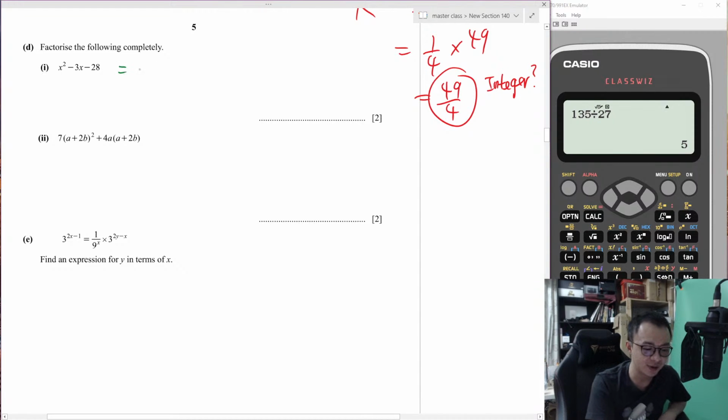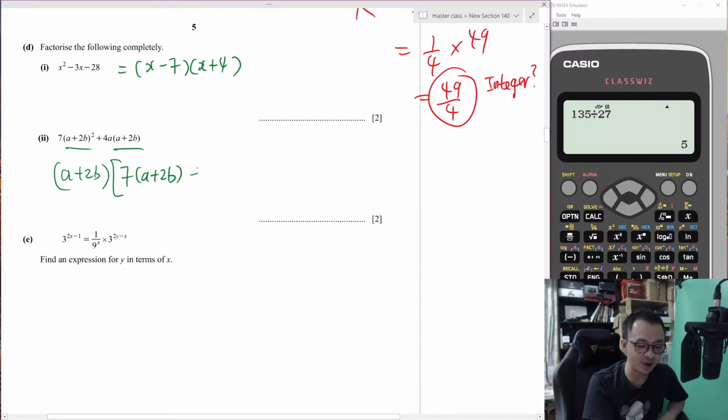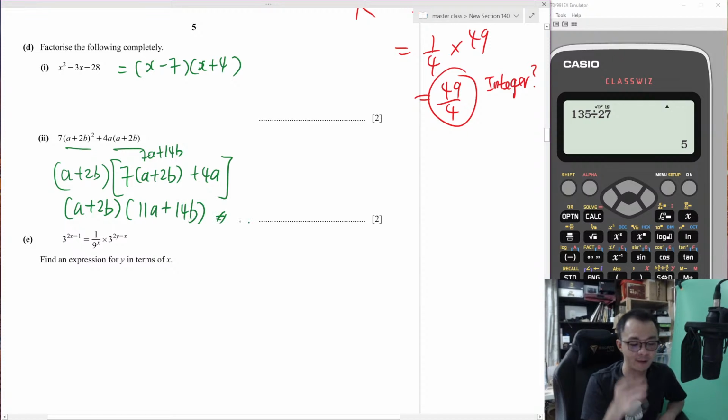Factorize this one. I guess it's not too hard to factorize. This is x, 7 and 4, minus and plus. Done. Alright, this one, both of them also have a plus 2b, then I will take out the a plus 2b. If I divide by a plus 2b, this one still has 7, and this one still has 4a. So normally, I will just simplify my second bracket here. This one will be 7a plus 14b, plus the 4a is 11a plus 14b. Done. Okay, so yeah, I hope you get it.